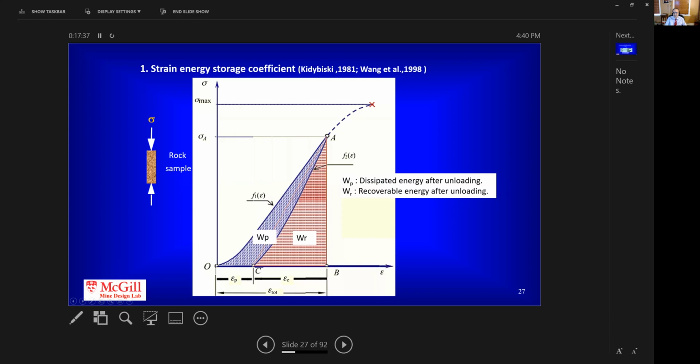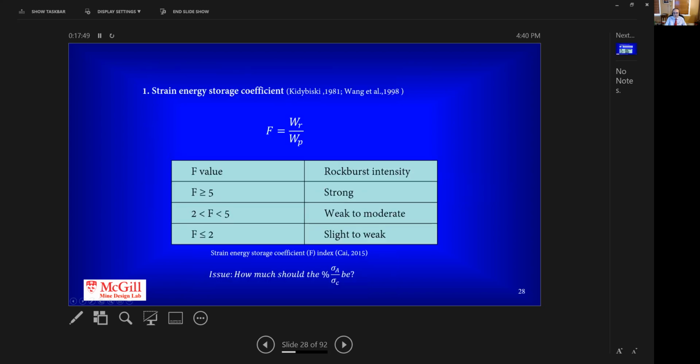And of course, if you go 80 or 90%, you're likely to fracture the sample because you're relying on an estimate of the uniaxial compressive strength. Nevertheless, the concept of this method is quite good.